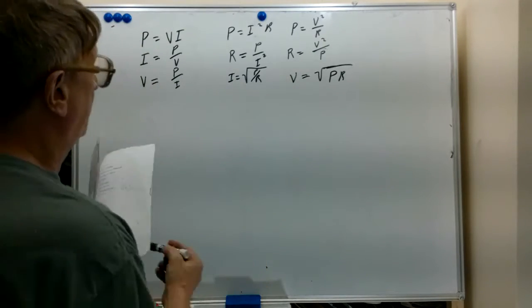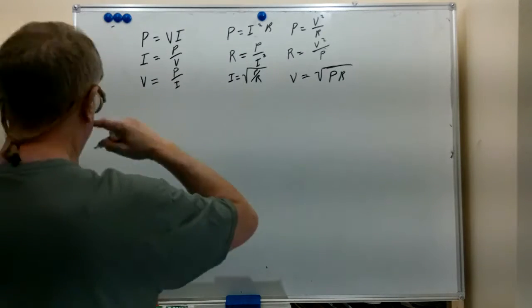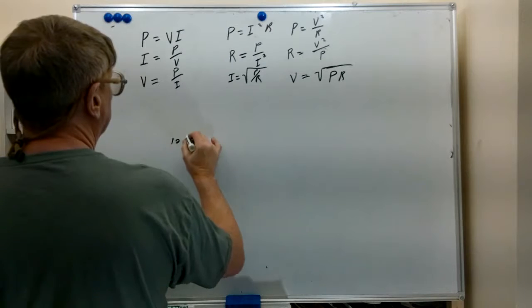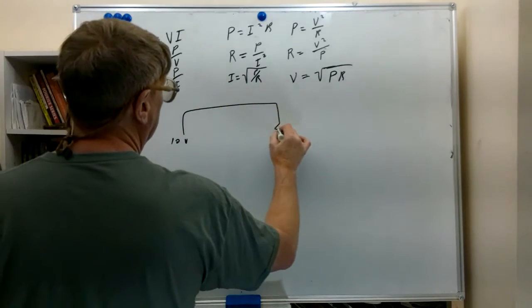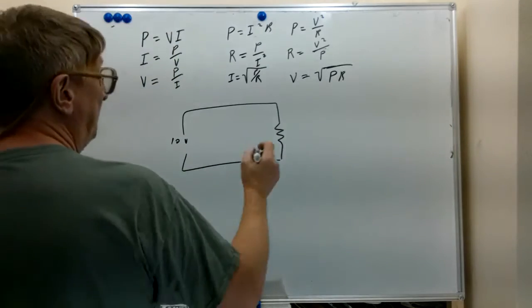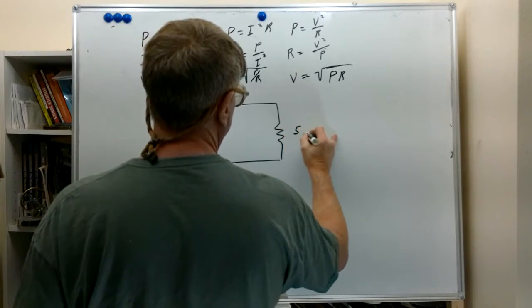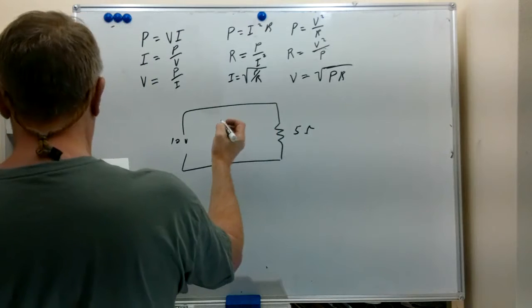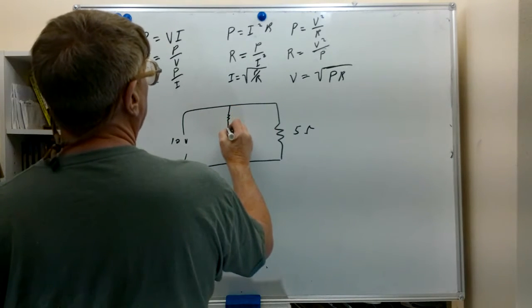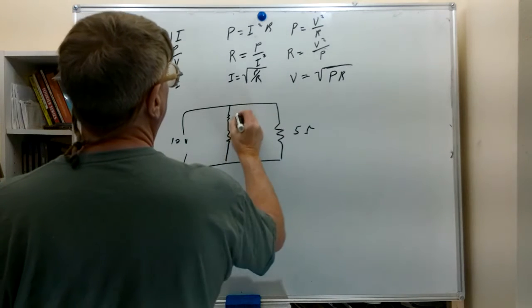Now we're going to draw another circuit here. I'm going to leave these formulas up here for now because we might be using them. We've got 10 volts, and we've got a 5 ohm resistor here. And we have a second branch which has two 5 ohm resistors in it.